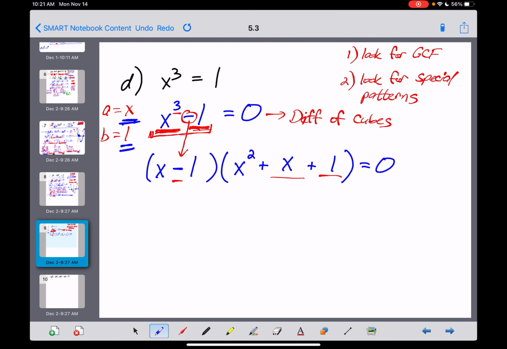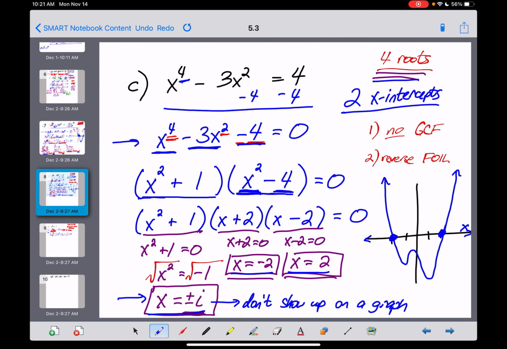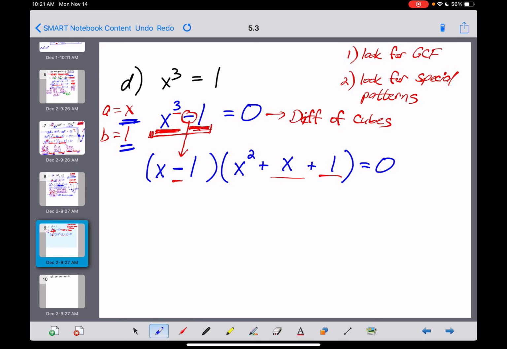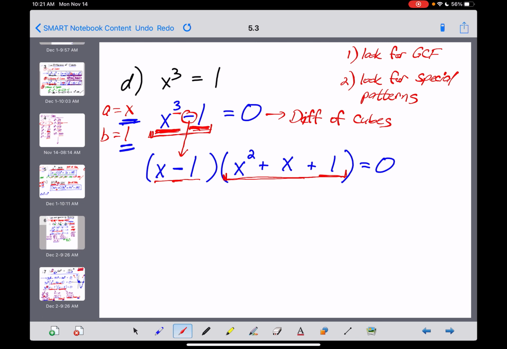Now, in the previous problem, I reminded you guys that you're not necessarily done factoring just because you did what you think is the big thing. You've got to look to see if you can go further. Well, in this problem, you can't do anything else with the x minus 1. That's a dead end. You might be tempted to think, wait a minute, that's a quadratic trinomial, and quadratic trinomials very often factor.